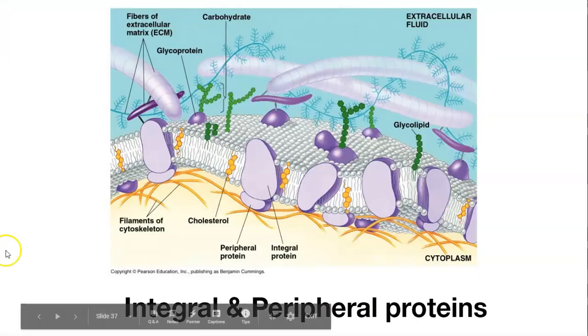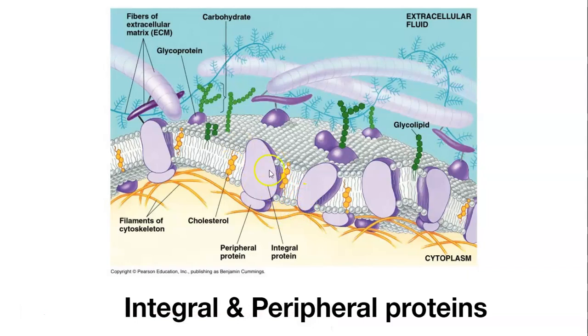Here's roughly what that looks like. So you can see the big fat ones going all the way through. Those are your integral ones. The integral ones are the ones that go through. Peripheral are the ones stuck on one side. And then you can even see the little cholesterol molecules. There might be other proteins attached to one side or the other. In this case, we have things like carbohydrates and glycolipids and other things.